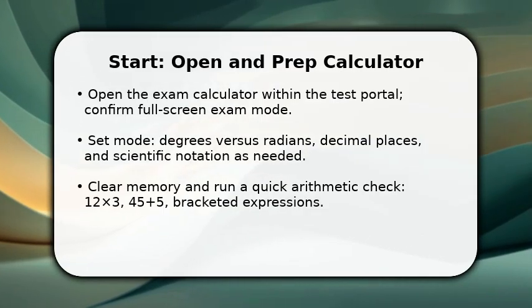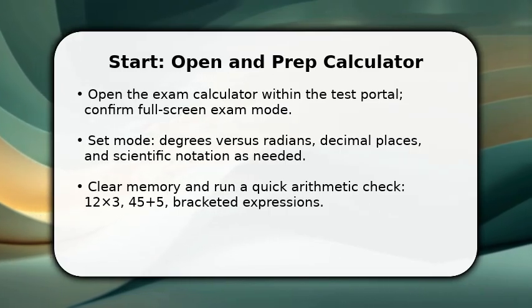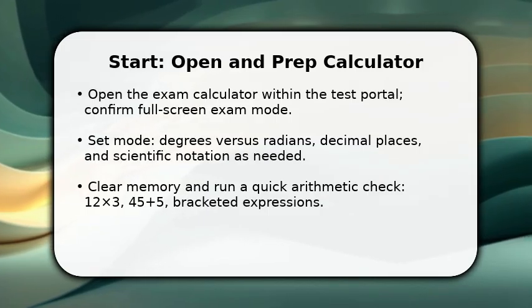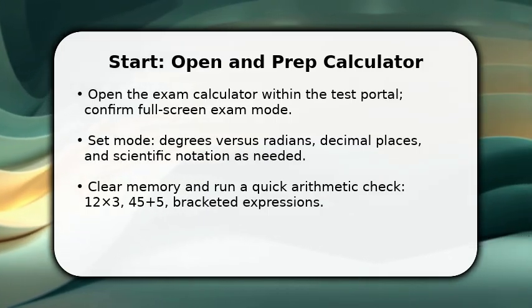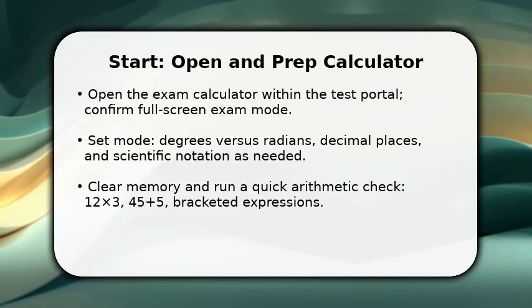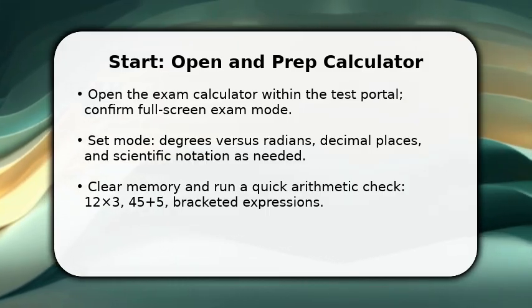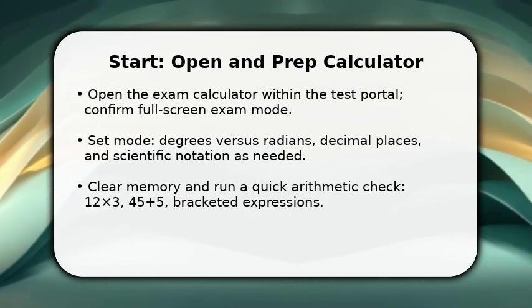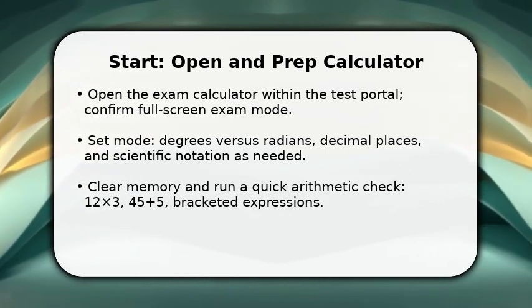Then clear any stored memory and run 3 quick checks: simple multiplication, addition, and a bracketed expression to ensure correct order of operations. This saves time later and prevents input errors. Make sure to note display limits and exponent formatting so you avoid misreading large or small values during the test.